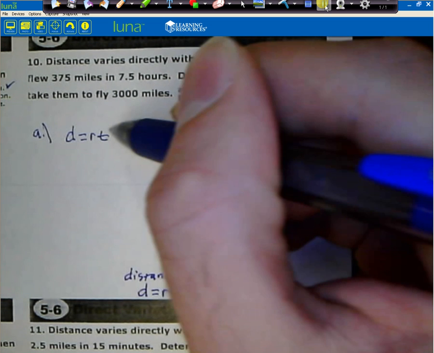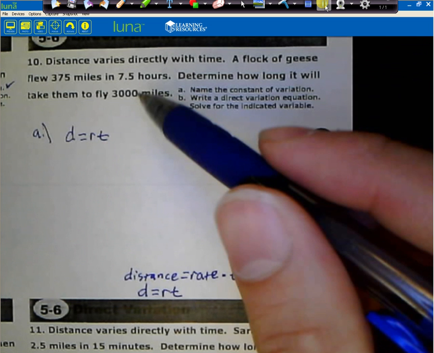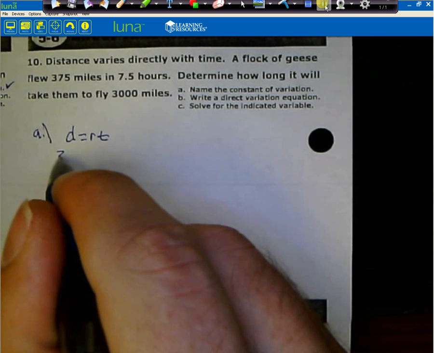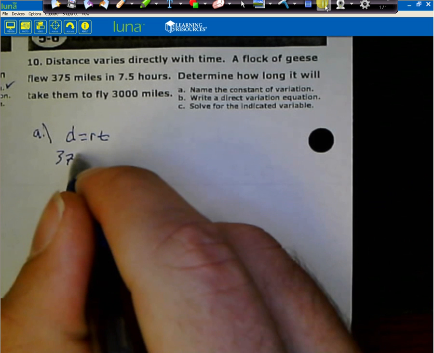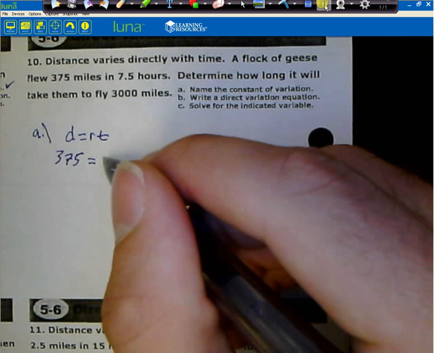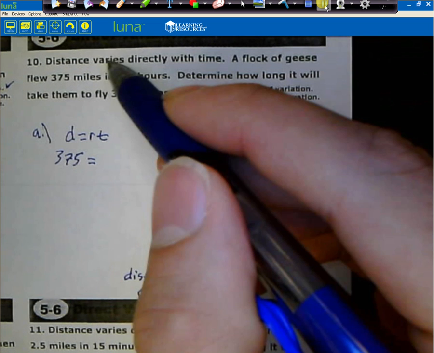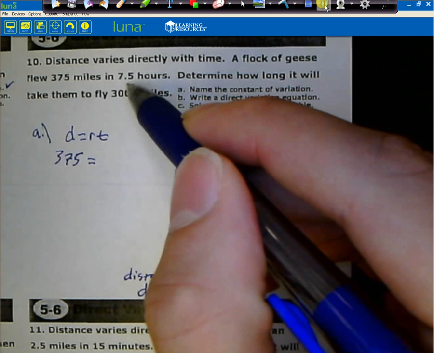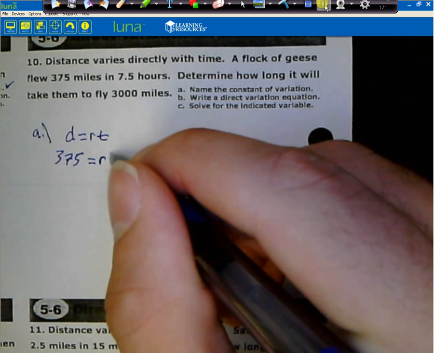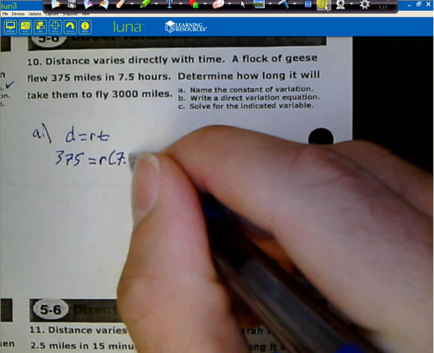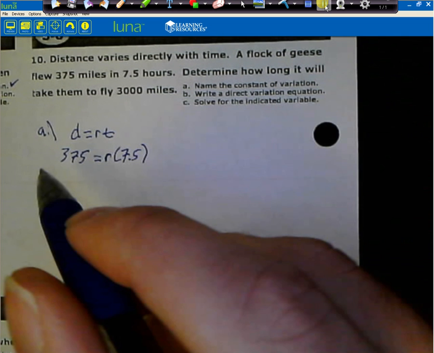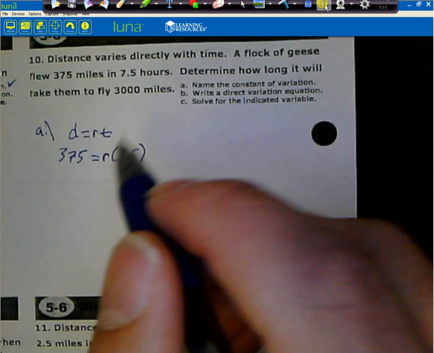So I'm working with D equals RT. The distance I'm given is 375 miles, so I'm plugging in 375 for the D. Miles is a form of distance. And I'm also told that they can cover this 375 miles in 7.5 hours. So that's what I'm going to be plugging in for T. So 375 equals R times 7.5. So I'm going to be solving for my constant of variation. In this case, that is my R, my rate.